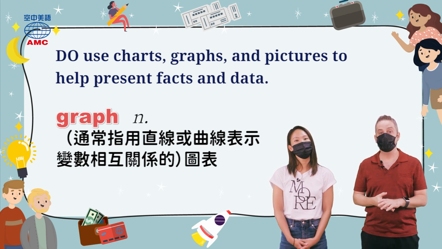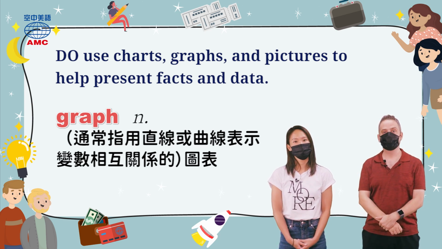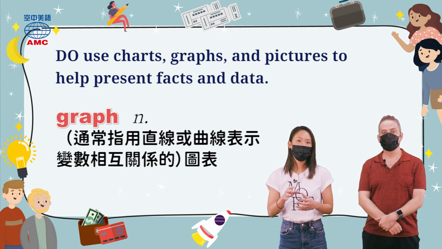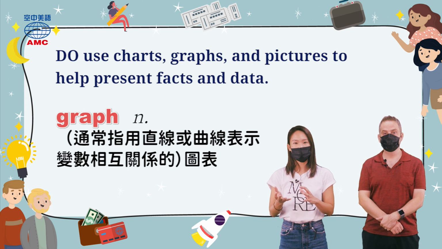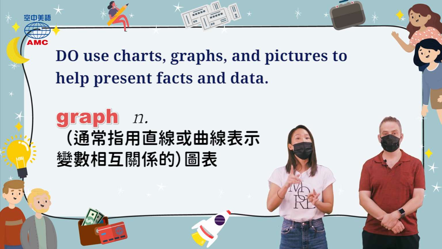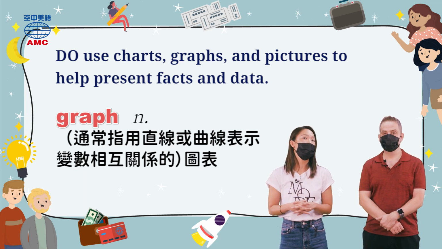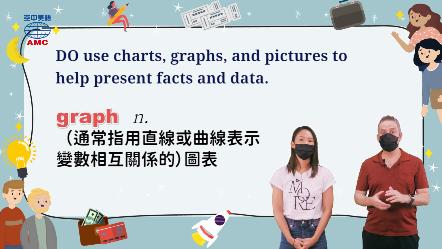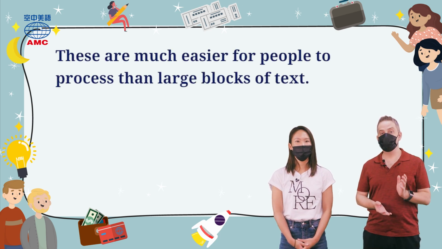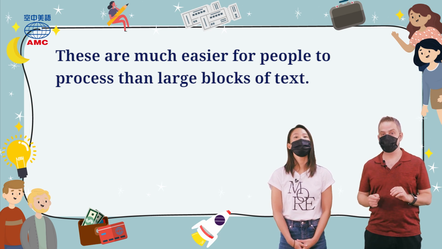That kind of graph. And there are many kinds of graph. Graph 也是图表，不过呢是通常用直线或是曲线表示变数相互关系的图表。所以当你要报告关于事实和数据内容的时候，运用图表也是相当重要的。Right, and why do we use these? Because, as the article says, these are much easier for people to process than large blocks of text.